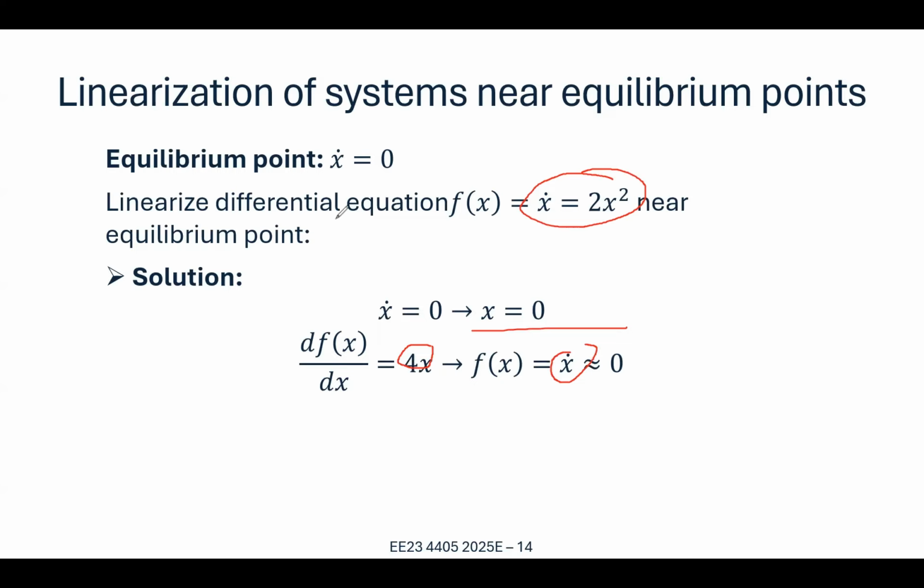So near the equilibrium point, x dot is 0. Here the function has the approximation of 0. So that's the linearization of the system near the equilibrium point, x equals 0. All right, so that's the topic we discussed today about the state space representation and the linearization.